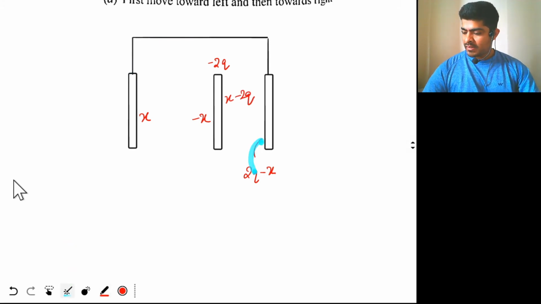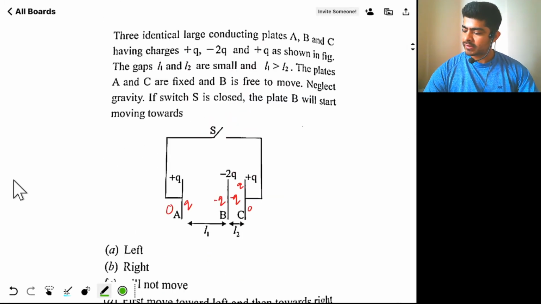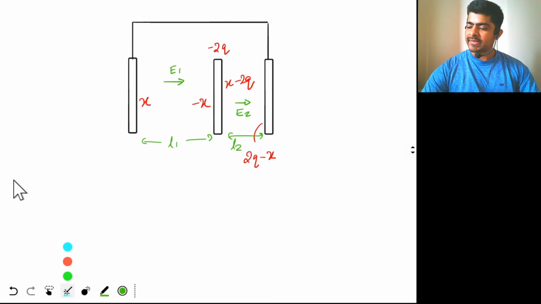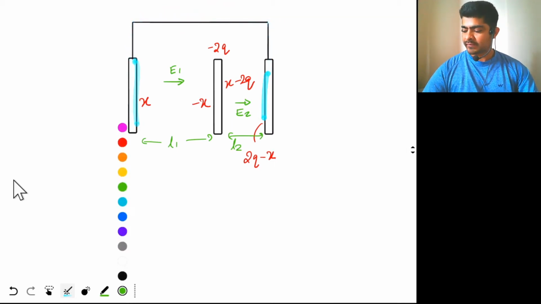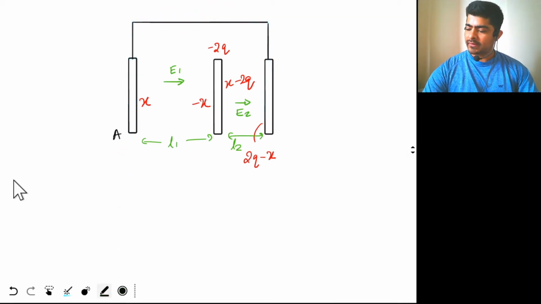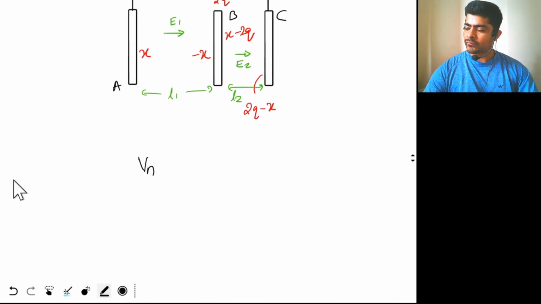Now the electric field. Here the electric field will be E1, and here the electric field will be E2. This distance is L1, this is L2, right? Now, since these two plates are connected to each other, they should have the same potential. So A, B, and C, right? VA should be equal to VC because they are connected to each other.